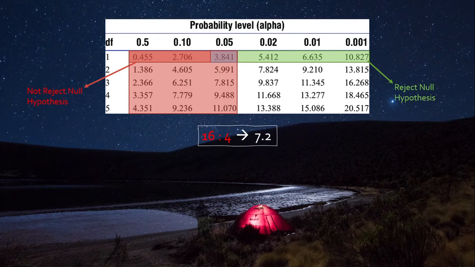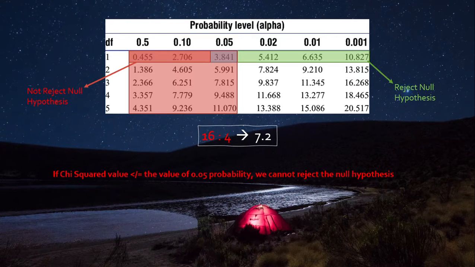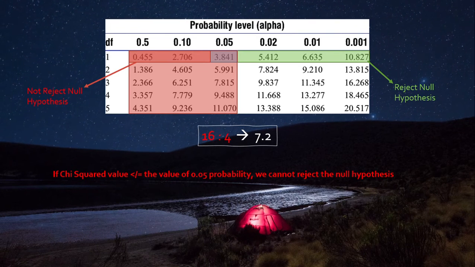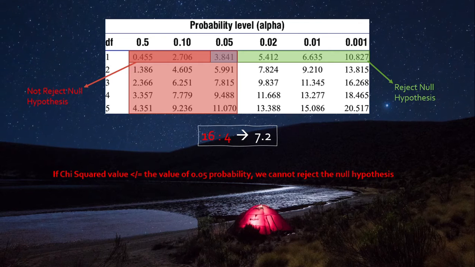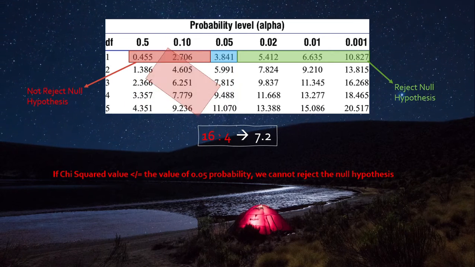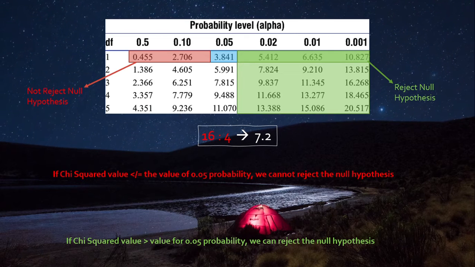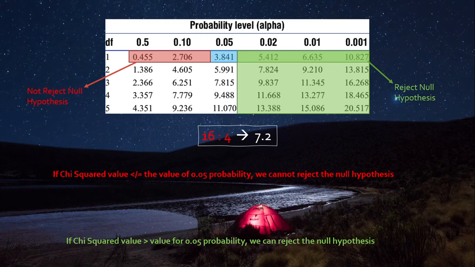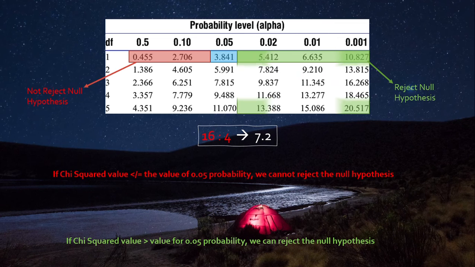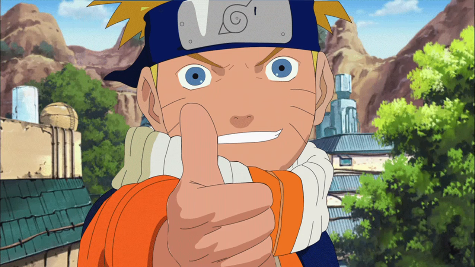To make a conclusion of all those: if the chi-square value is less than or equal to the critical value at 0.05 probability, we cannot reject the null hypothesis. While if the chi-square is more than the value at 0.05 probability, we can reject the null hypothesis. That's all that I can explain. Thank you, and I hope you understand.